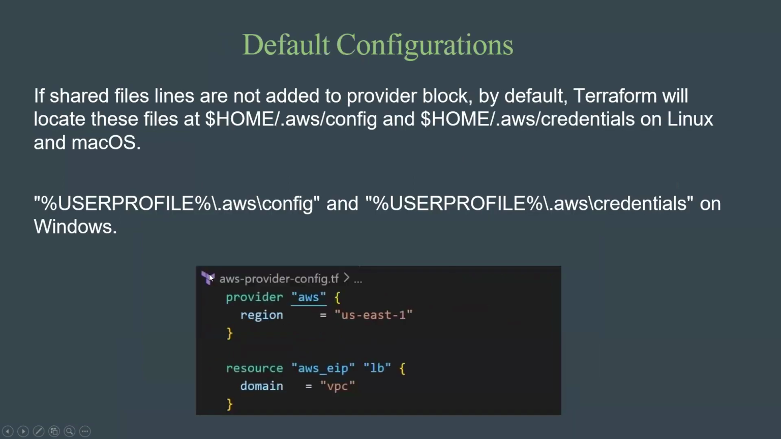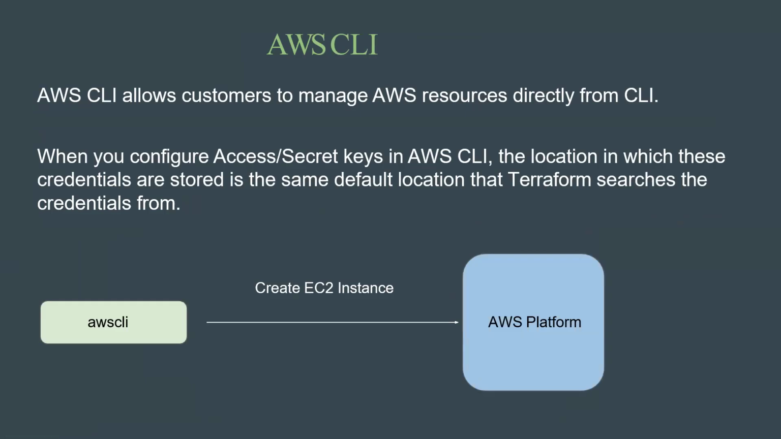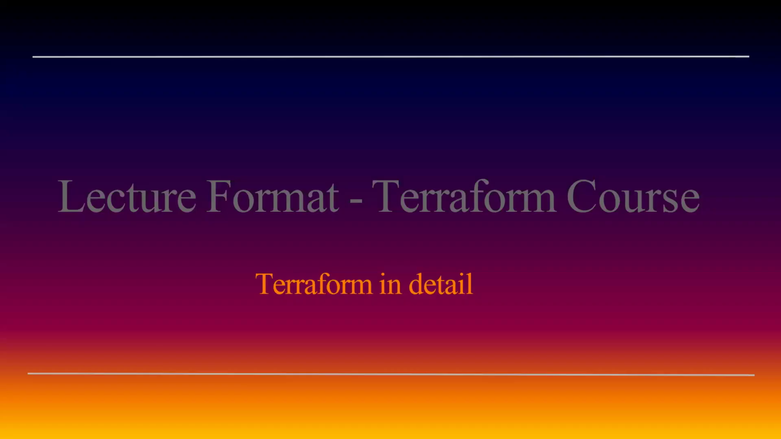Now you can use the shared configuration file. By default, if the shared files lines are not provided in the provider block, Terraform will locate these files at the home directory .aws/config and .aws/credentials on Linux and Mac, and the user profile .aws config and credentials on Windows. The AWS CLI allows the customer to manage AWS resources directly from the CLI. When you configure the access key and secret key in the AWS CLI, the credentials are stored in the same default location that Terraform uses, such as the credentials file.